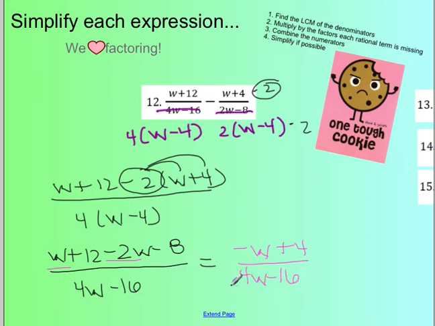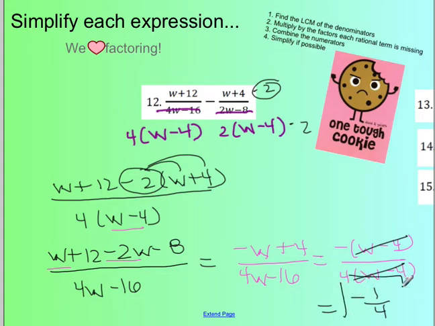Okay, one thing I would maybe take note of is look at how this has a W minus 4 and this is a negative W plus 4. I could factor out a negative and I would have W minus 4. And I would do the same thing here. If I factor out that 4, look what will happen. W minus 4's will cancel and we will be left with negative 1/4. So that one simplifies down pretty nicely for us.